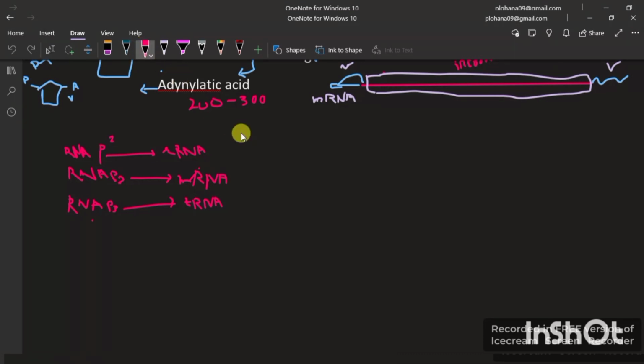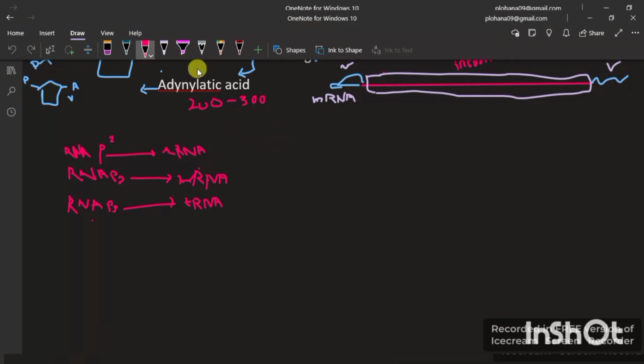So let me tell you a thing: transcription happens in what component of the cell? Alright, it happens in the nucleus of the cell, because we know that DNA is present in the nucleus of a cell. Alright, so from DNA, RNA is formed in the nucleus of the cell.